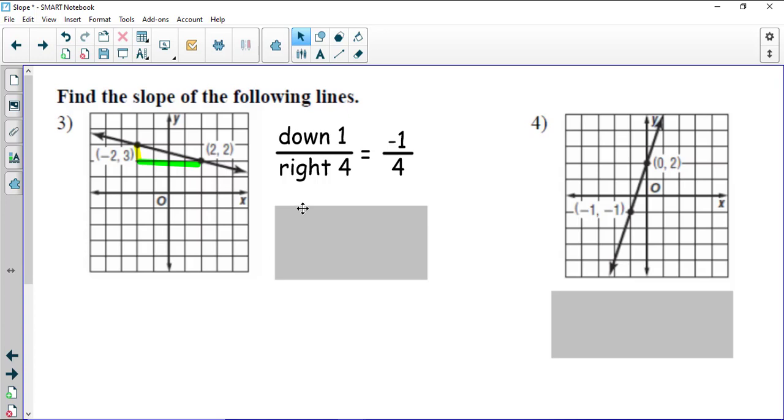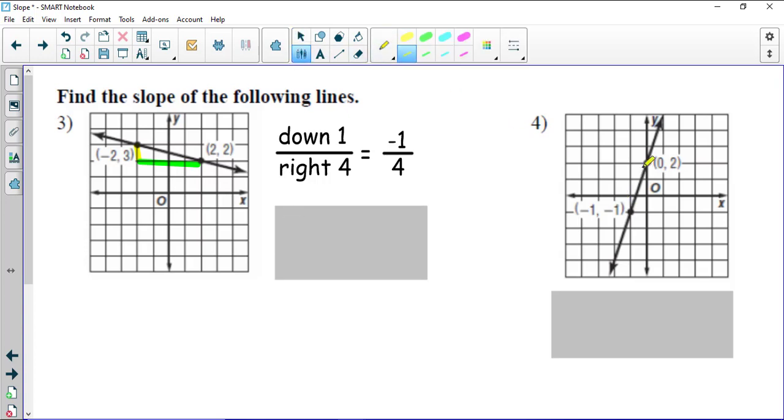Now that negative I have on the top of the fraction, it can go right in the middle. If you had gone up 1 and left 4, you might have 1 over -4. Either way, that's a slope of -1/4, and this line goes down from left to right, so it should have a negative slope, which it does. All right, let's take a look at number 4.